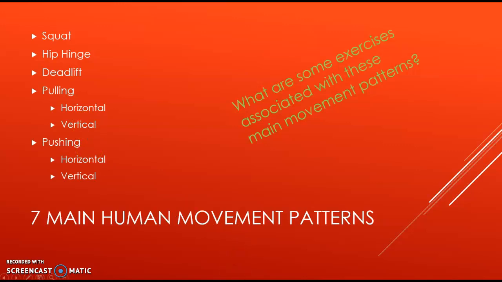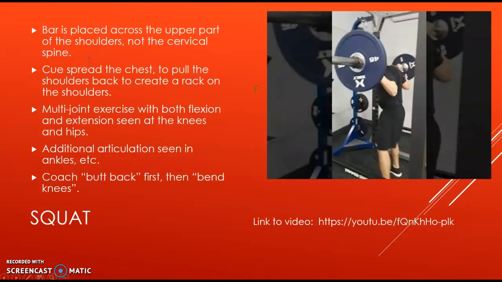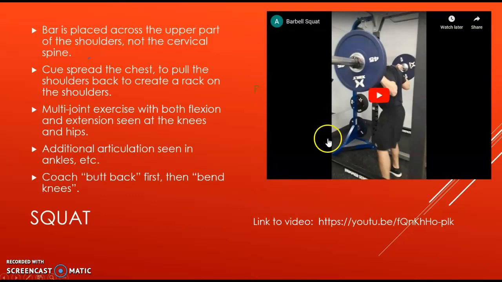And I think my YouTube videos should be working well for this. Now, if we go ahead and look at this, we have squat, hip hinge, deadlift. I put some exercises over here that are good examples: barbell squats, Russian deadlifts, deadlift from the floor with a dumbbell, pulling exercises, pushing exercises, and a variation of each. So in this, we have a squat, right? The bar is placed across the shoulders. I've spread my chest. The bar is resting across the beefy part of my shoulders, not on my neck.